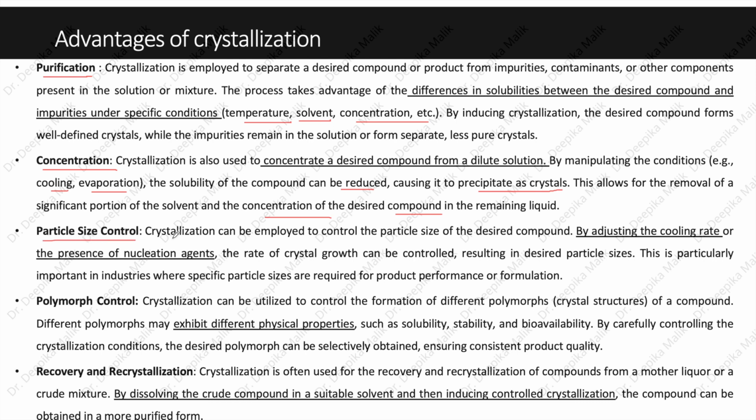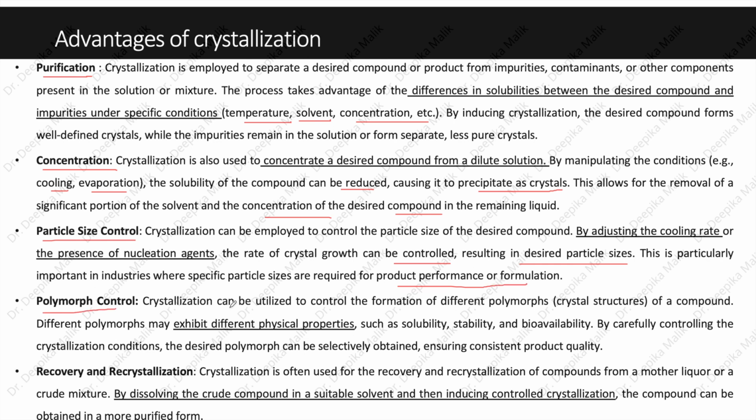Particle size control. Crystallization can be employed to control the particle size of the desired compound by adjusting the cooling rate or the presence of nucleation agents. The rate of crystal growth can be controlled, resulting in desired particle sizes. This is particularly important in industries where specific particle sizes are required for product performance or formulation.